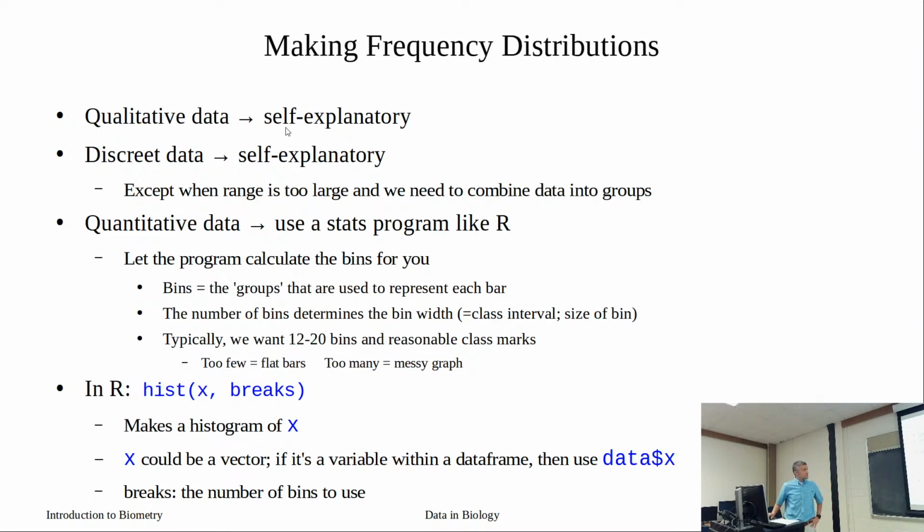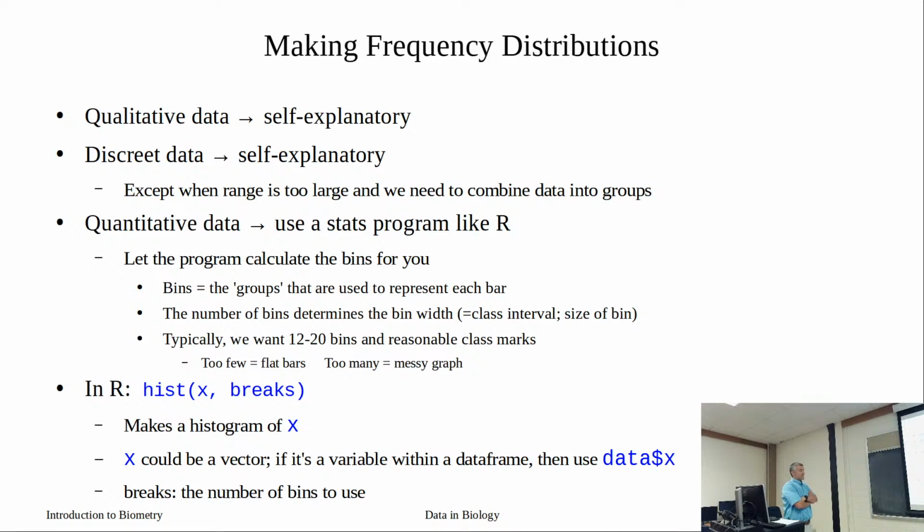So, making frequency distributions. How does this actually work? Well, if we have qualitative and discrete data, it's pretty self-explanatory. All you have to do is take your frequency table, take the frequencies of each of your categories, or the counts of each of your numbers, and then do your histogram from that. Occasionally, though, you might have a very large number of groups, and you have to combine some. We probably won't have to do that.